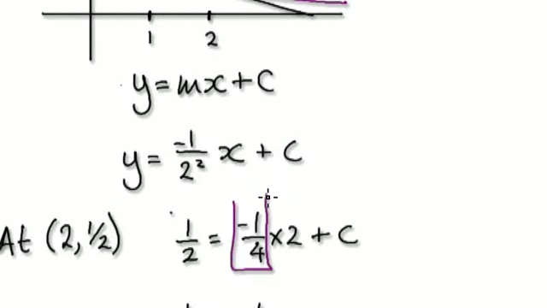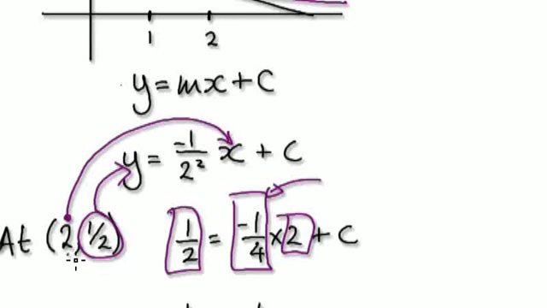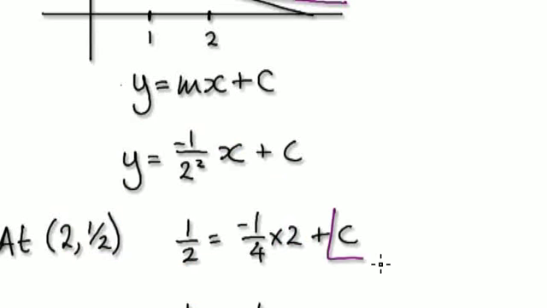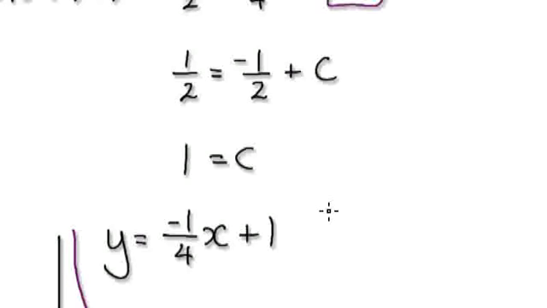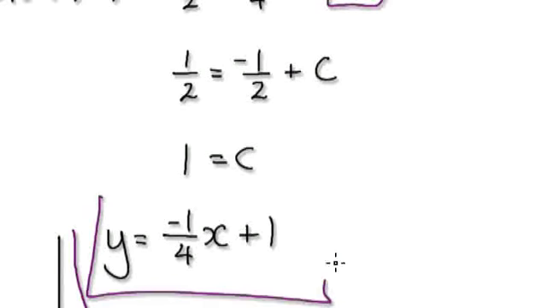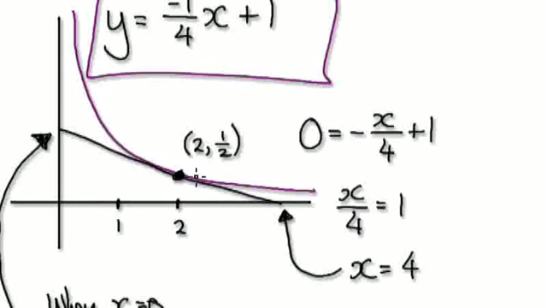So just put everything into our equation here. This is our x, and this here is our half. Put it into here. This is our gradient. X, remember, x is this thing here. Just put it in there. Find the intercept. So once you've got your intercept, then you've got your equation. So this is our equation now.